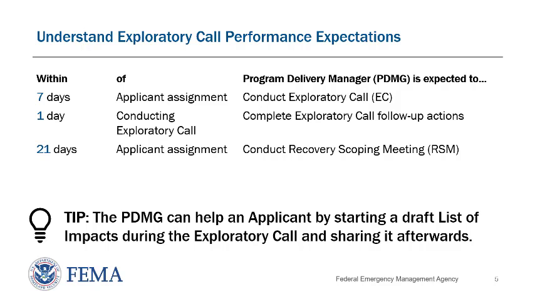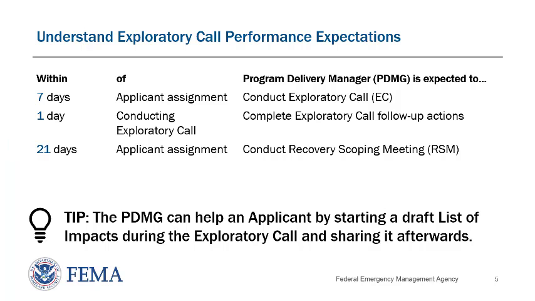The Public Assistance Program sets some performance expectations for Program Delivery Managers regarding the exploratory call. These are found in FEMA's Public Assistance Program and Policy Guide, as well as the Exploratory Call Guide and Checklist. One expectation is to conduct the actual exploratory call within 7 working days of being assigned an applicant. Another is to complete the exploratory call follow-up actions, which we'll cover towards the end of this microtraining, within 1 day of conducting the call. A third expectation is to conduct the recovery scoping meeting within 21 working days of being assigned an applicant.